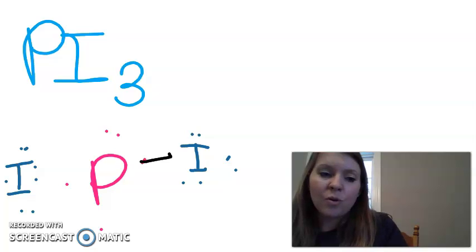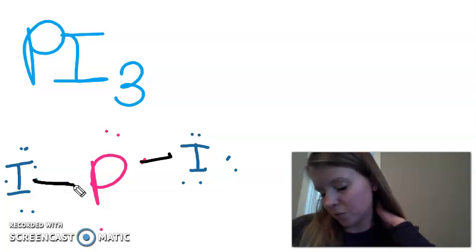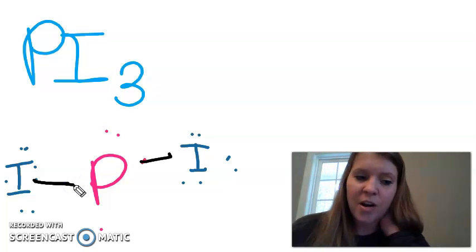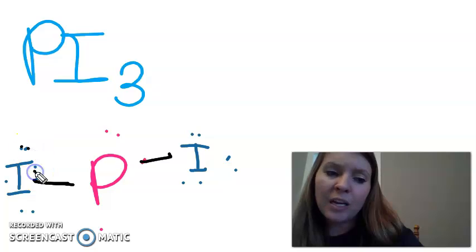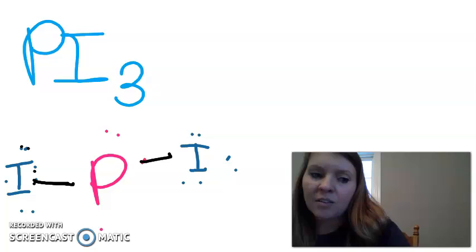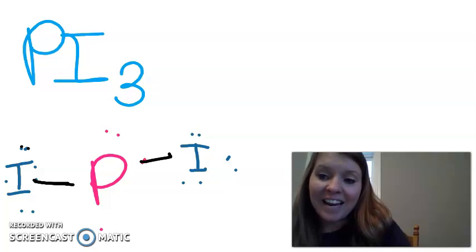Okay, I'm going to draw this little guy. I'm just going to draw to the first one because otherwise it's going to be so confusing you're not going to see it. But if we count our iodines, we've got 1, 2, 3, 4, 5, 6, 7, 8. That is 8. Okay, which is what we want.